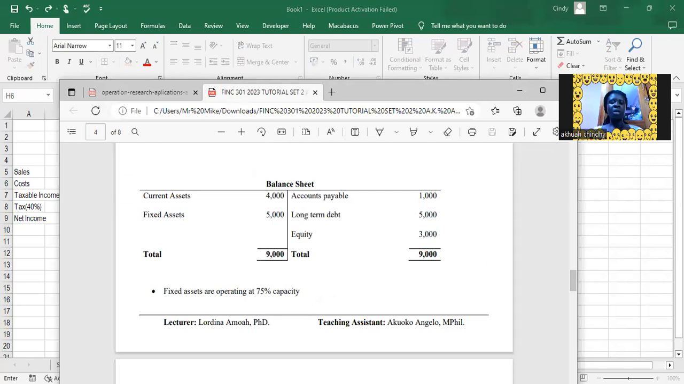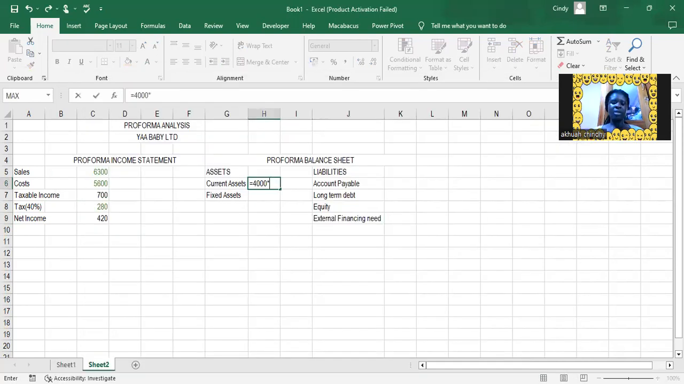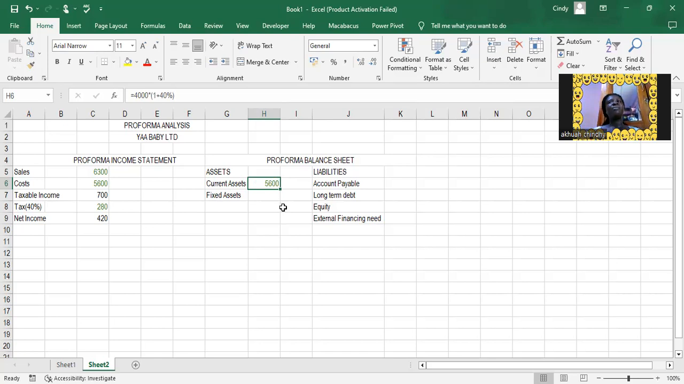So 4,000 times 1 plus 40%, you get 5,600. Then we move on to accounts payable. The reason why I've skipped the fixed assets is because fixed assets do not vary directly with sales. Because in the question, you realize that the fixed asset capacity that is currently being used is 75%, right? So we'll do a calculation for that. But for now, let's look at those that vary directly with sales. Then we can move on.